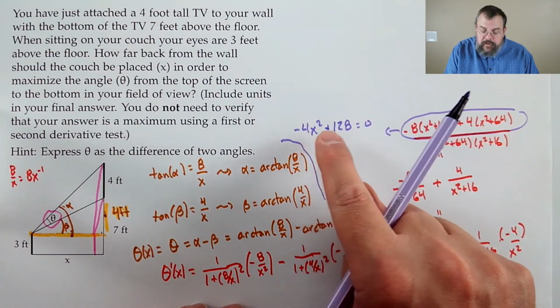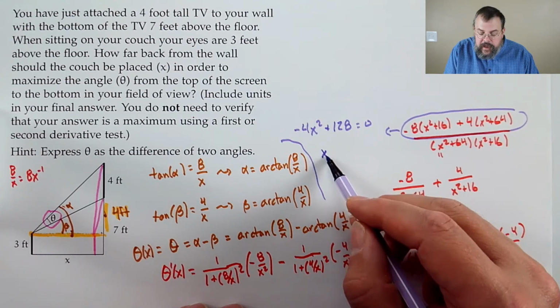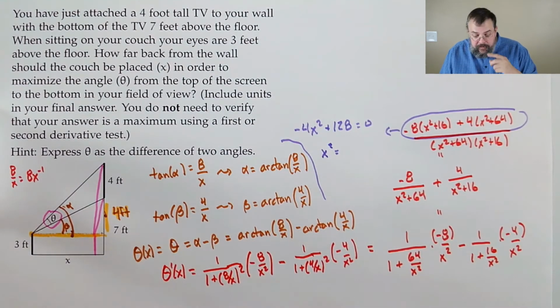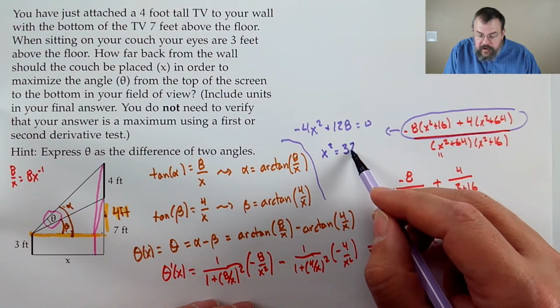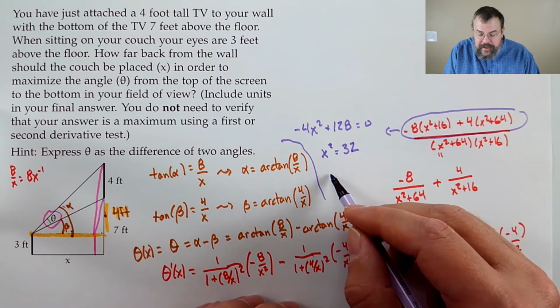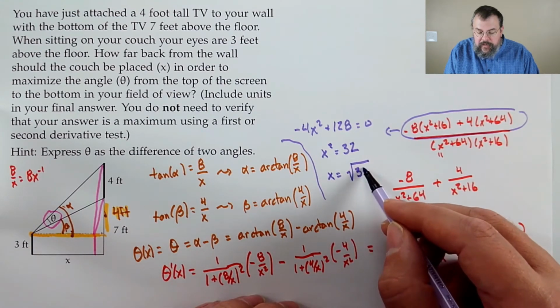Okay, so if you move the 4x squared across, divide by 4, well, 128 divided by 4 would be what? Well, it would be 32. All right, so now we have what x squared equals. So x squared should be 32. Okay, so if x squared should be 32, what should x equal? And the answer is x should equal the square root of 32.